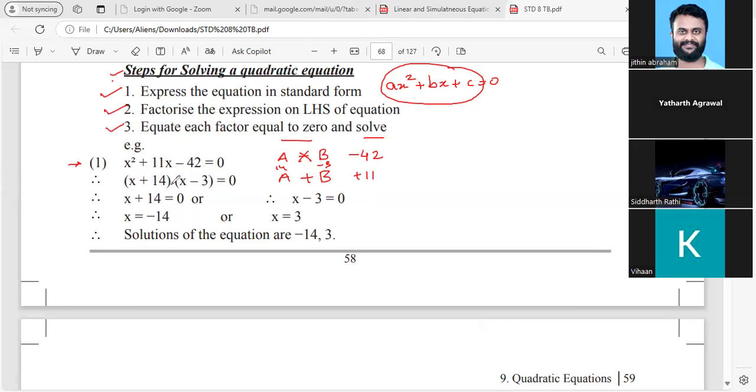So this is a direct solving method. What I've taught you is basically the detailed solving method, and this is a direct solving method. So directly you can create two brackets. On one bracket you can put 14, on the other bracket you can put minus 3. And what you have to do, you have to write x plus 14 equal to 0 or x minus 3 equal to 0. Then you solve, and you'll get two values of x. So for this equation, there are two possible answers. It's either minus 14 or 3 or both of them. Am I clear?